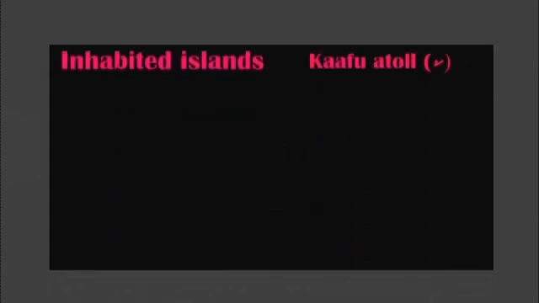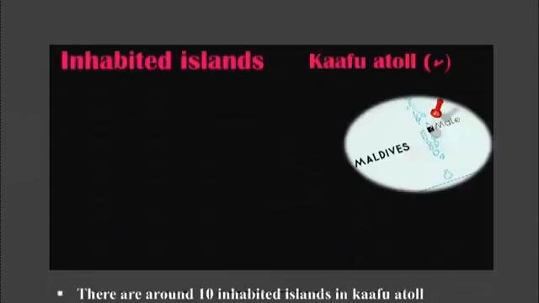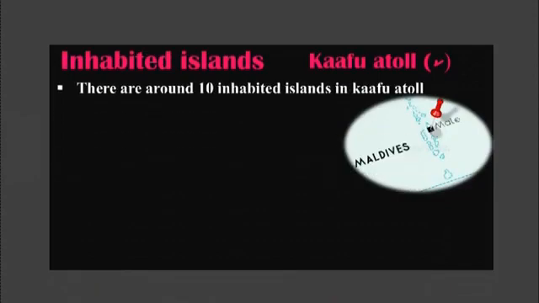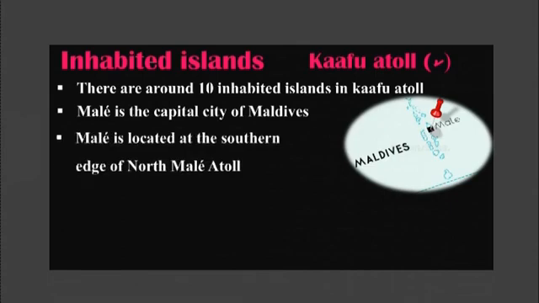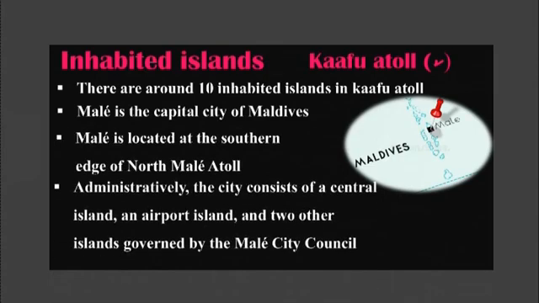Inhabited islands in Kaafu Atoll. There are around 10 inhabited islands in Kaafu Atoll. Male is the capital city of Maldives. Male is located at the southern edge of North Male Atoll. Administratively, the city consists of a central island, an airport island, and two other islands governed by the Male City Council.